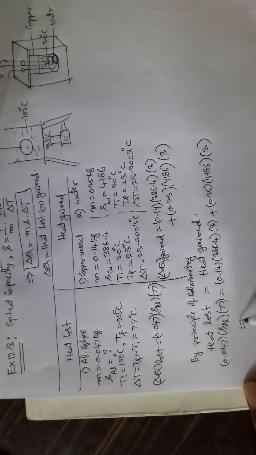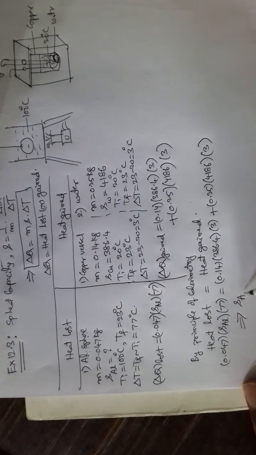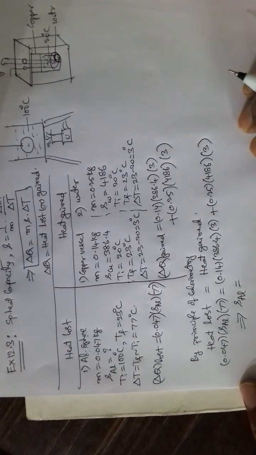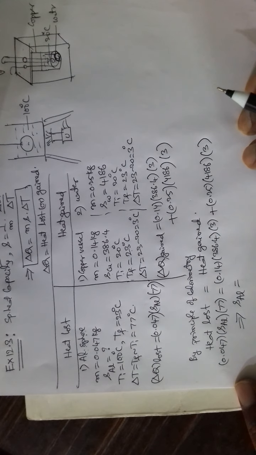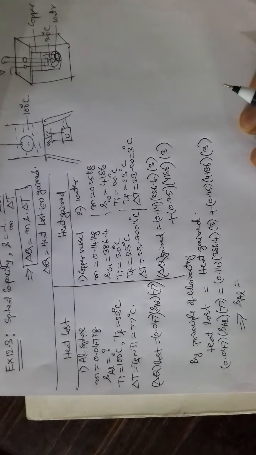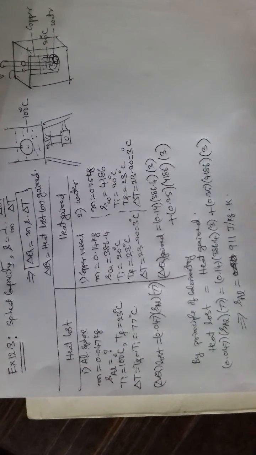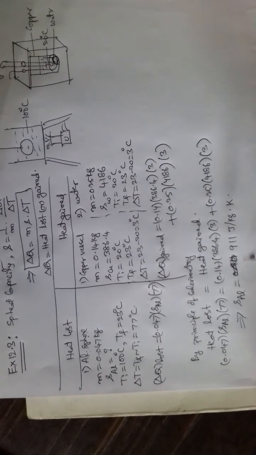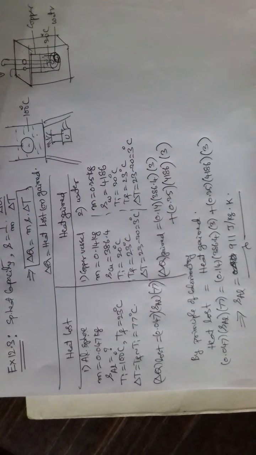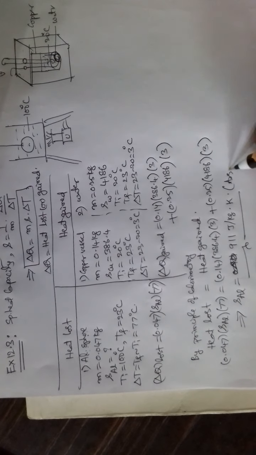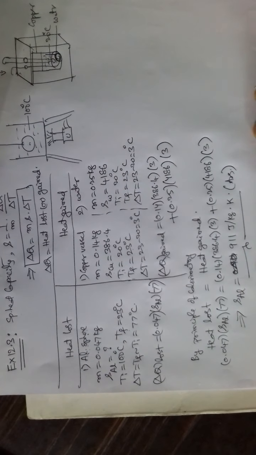From this we get the specific heat capacity of aluminium as this much. So this is the answer, and this is the procedure we follow.